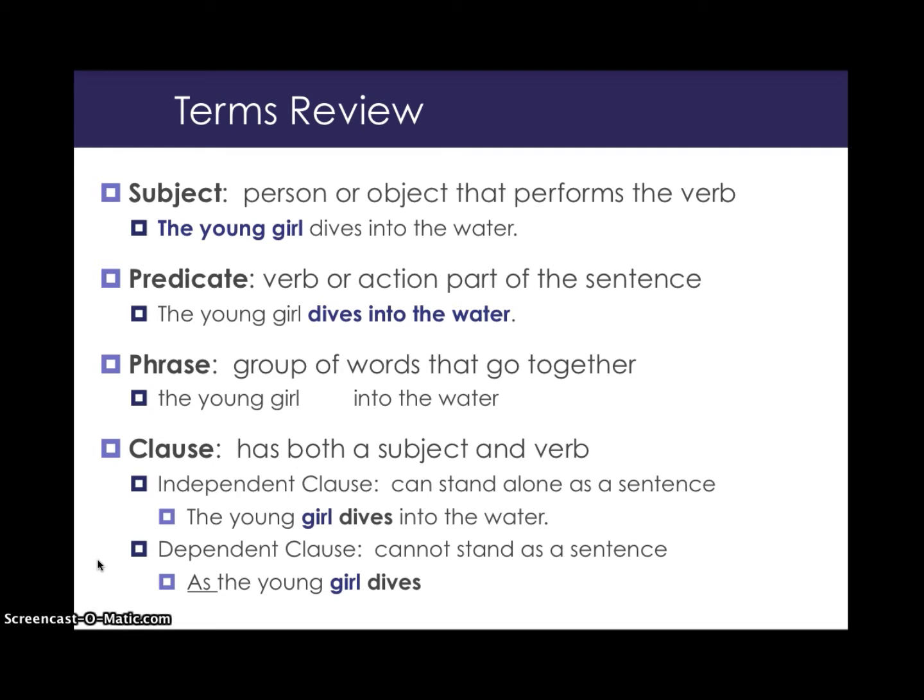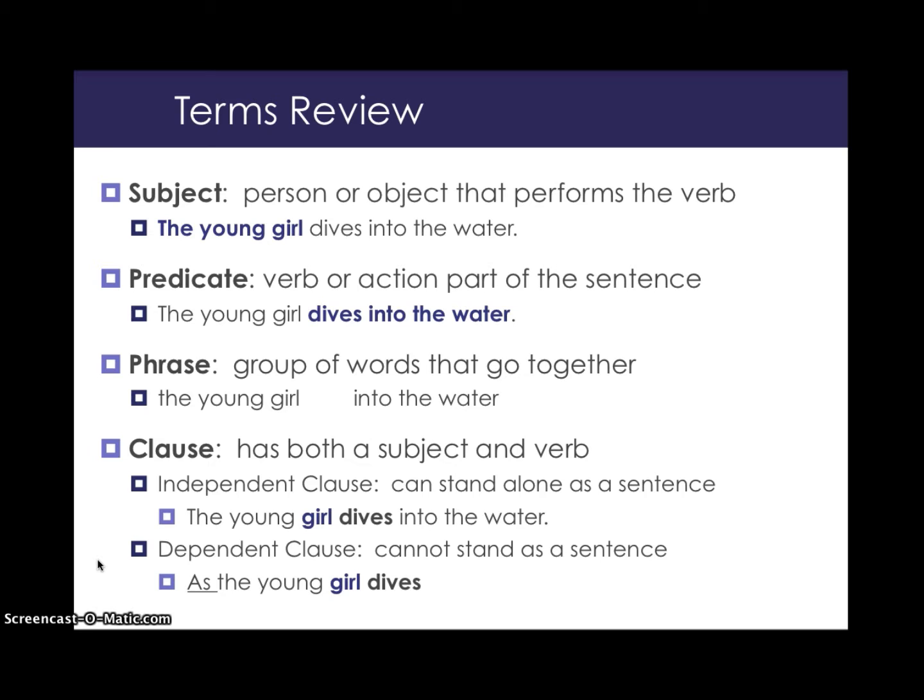A clause is fairly similar to a phrase in that it's a group of words that go together, but what's different is it has both a subject and a verb. If we have an independent clause, that can stand alone as a sentence. So the young girl dives into the water. We have both a subject, girl, and dives, verb. So it's a clause, but it's an independent clause because it can be a sentence.